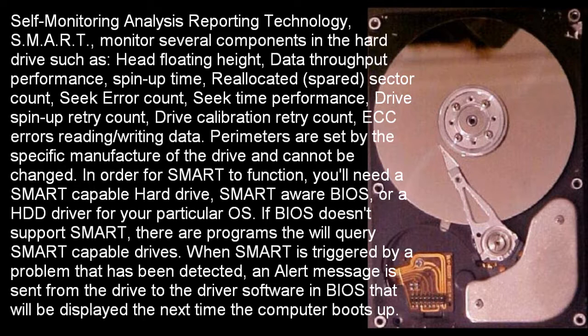It's kind of like having a spare light bulb. If the old light bulb blows out, you've got a spare bulb to put in it. Well, this is the same thing. If a sector goes bad, it reads the data, relocates it to a better sector, and scratches off the other one so the drive doesn't use it. You also get seek error counts, seek time performance, drive spin up retry counts, drive calibration retry counts, error correction code processing errors, reading and writing data. Now, these are all parameters that are set by manufacturers of the drive, and you cannot change these.